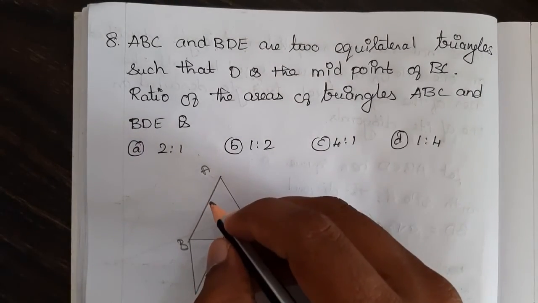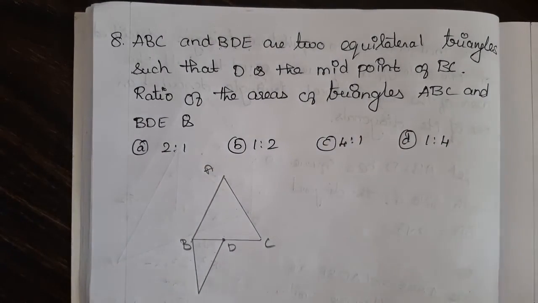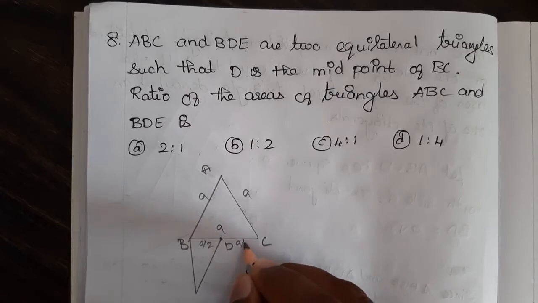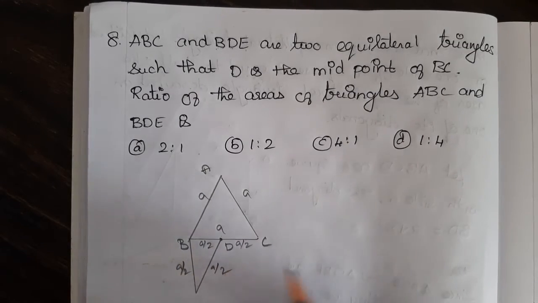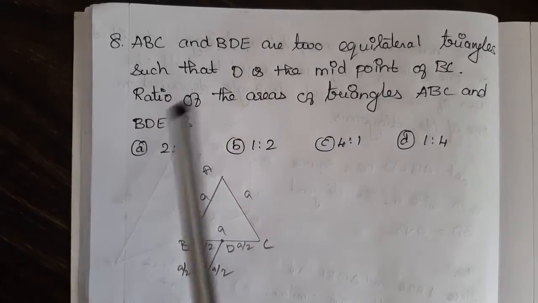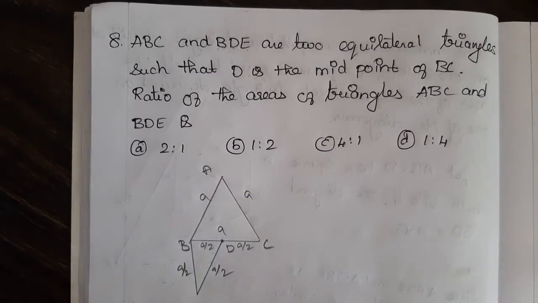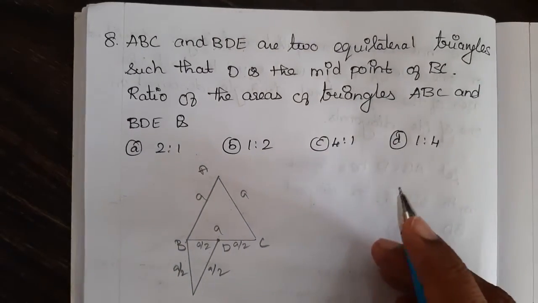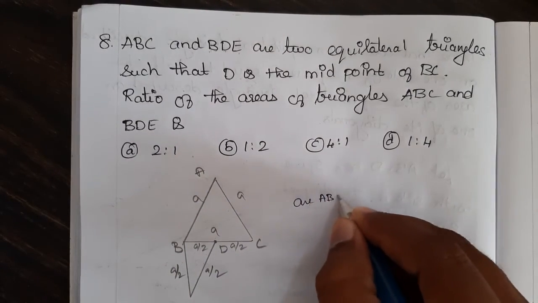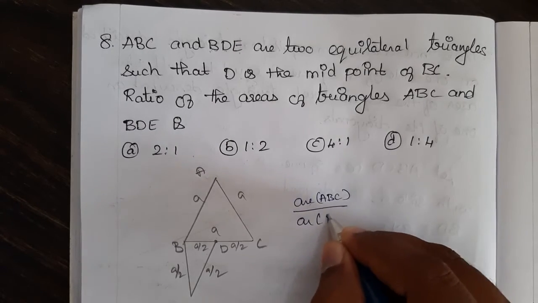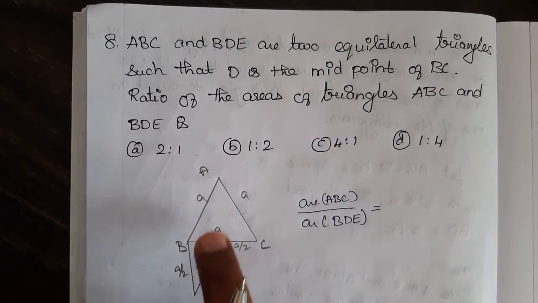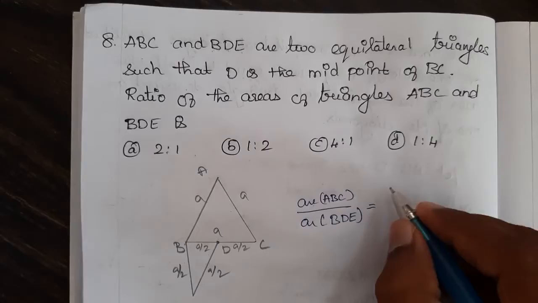If we choose this full side as A, then this side will be A by 2, half of it. So this equilateral triangle will be half of it. Since D is the midpoint, find the ratio of the areas of triangles ABC and BDE. Since here is A and here is A by 2, the areas will be in the square of those ratios. Since equilateral triangles are similar, we don't need to go further. It's just a one mark question, directly you can do it.